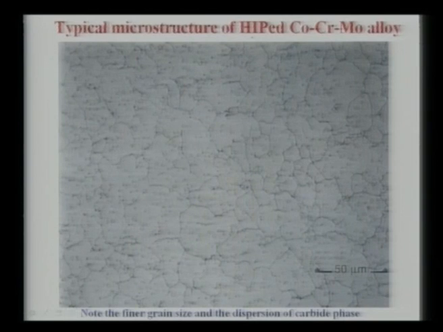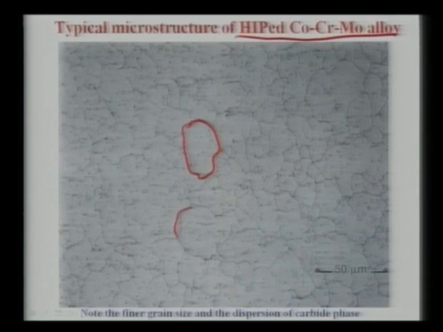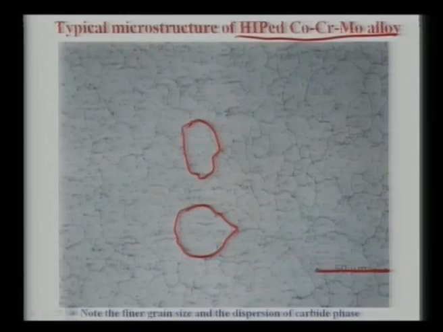This is hot isostatically pressed cobalt chrome moly alloy. What you can see here is that the grain size is also very large, and it is a very irregular kind of grain boundary. All the grains are equiaxed in nature, and from this 50 micron scale you can see that when you do this HIP, or hot isostatic pressing, you can essentially reduce the grain size because of the large pressure that you apply during the compaction process.